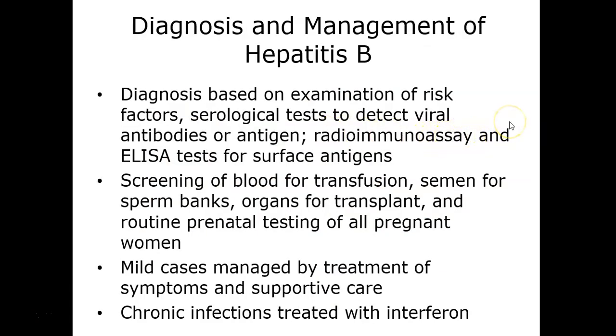So how do we diagnose and manage hepatitis B? Well, it's based on a series of serological tests like the ELISA test. There are also immunoassays that can be performed, but it's also making sure that blood and blood products are screened effectively. Same thing for semen that's acquired through sperm banks or organs for transplant. Mild cases are treated by supportive care, and chronic infections are often treated with interferon.